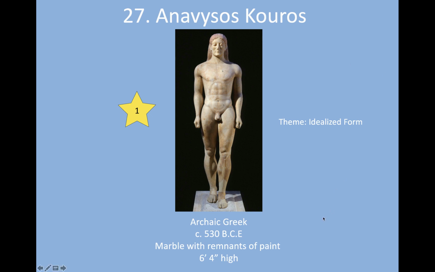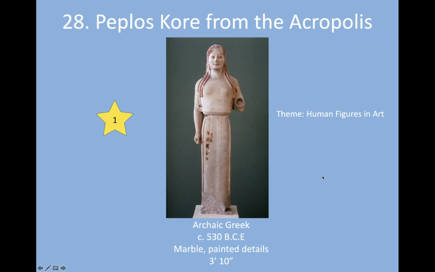So our next one, in contrast to the Anavysos Kouros, is the Peplos Kore. Kouros is a male youth, and a Kore is a female youth. She's kind of cool because she's another example of a work of art that was incorrectly titled. So let's talk about her first, and then we'll talk about what's wrong with her title. She is, again, marble with remains of paint.